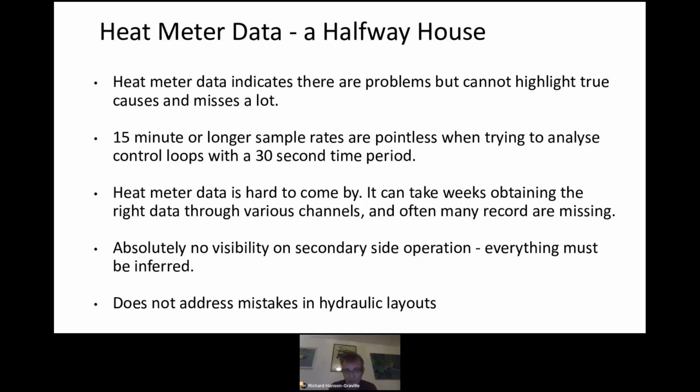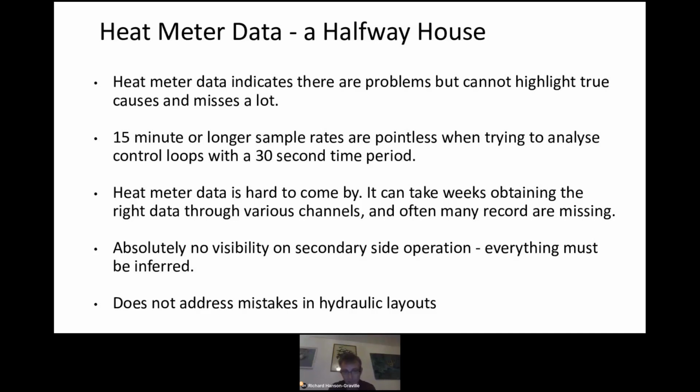It's to some degree linked to the financial side of things. It can take weeks getting hold of data, going through the various channels. Often you find heat meter data is missing. There's lots of holes in it. You've got no visibility at all on the secondary side operation. So you're inferring everything from the flow and return temperatures and power. So you don't see valve movements. You don't see the pressure on the secondary side. You can't see the thermostat functions. You can't see what's going on with the boiler returns. It's a very small window on things that are going on.